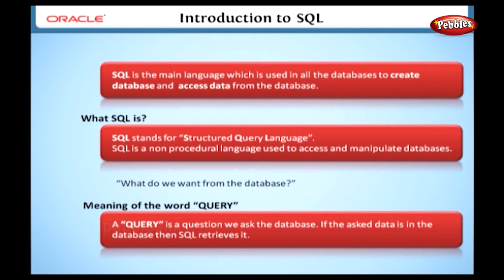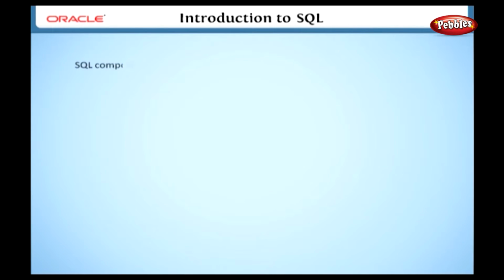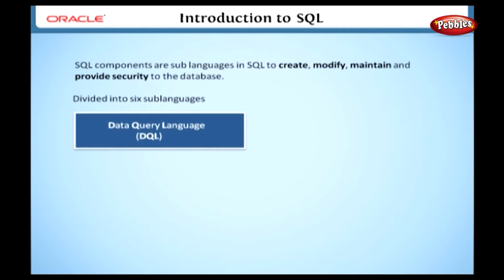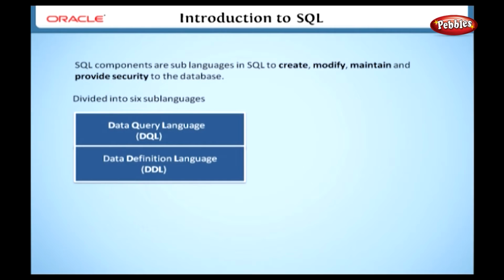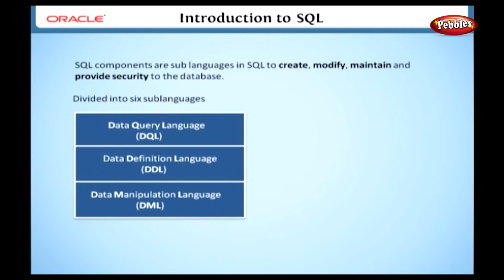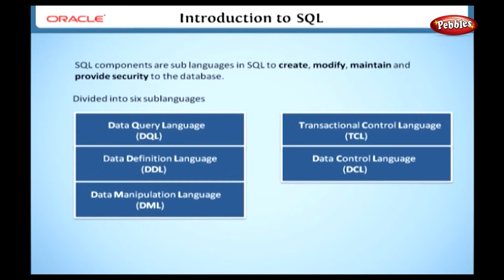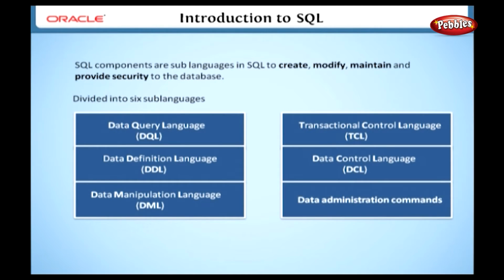Here we will see the various components of SQL. SQL components are sublanguages in SQL to create, modify, maintain, and provide security to the database. They are divided into 6 sublanguages, which are Data Query Language, DQL, Data Definition Language, DDL, Data Manipulation Language, DML, Transactional Control Language, TCL, Data Control Language, DCL, and Data Administration Commands. In the upcoming lessons, we will discuss these languages in detail.